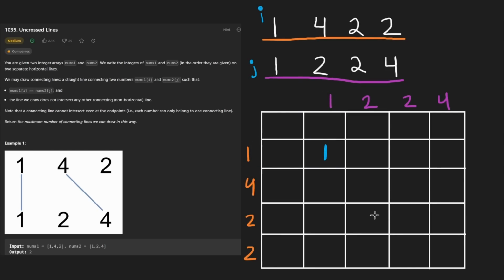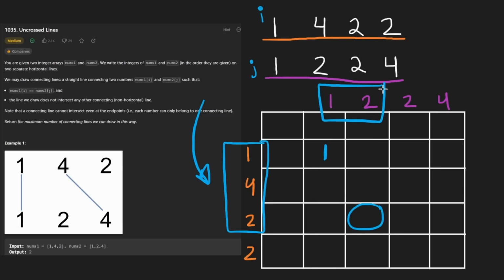Now, an arbitrary value like over here represents the LCS between this prefix of the array and this prefix of the array. What does that happen to be? What is the LCS between these two subarrays? I don't know. Do you? Well, how exactly can we calculate it?